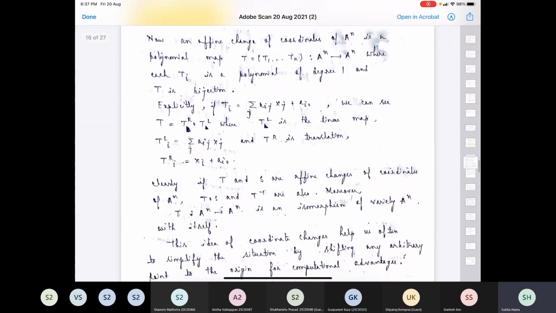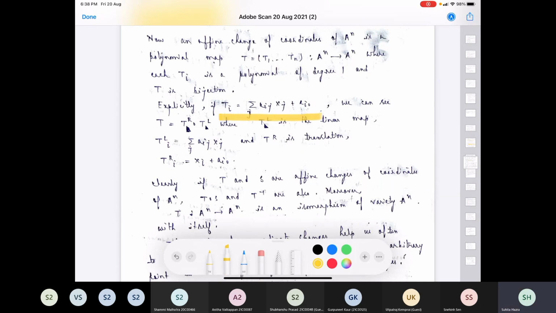So an affine change of coordinates of A^n is a polynomial map T from A^n to A^n, because a change of coordinates is itself to itself, where each Ti is a polynomial of degree 1 and T is a bijection. So it is clear that for coordinate change in our coordinate geometry, we just rotate or translate or both. So here is the same recipe. We have Ti equal to the summation of aij xj plus ai0. Remember that the rotation is a linear transformation and the translation is an affine map. So here is also the same thing. We have such Ti, summation aij xj plus ai0.